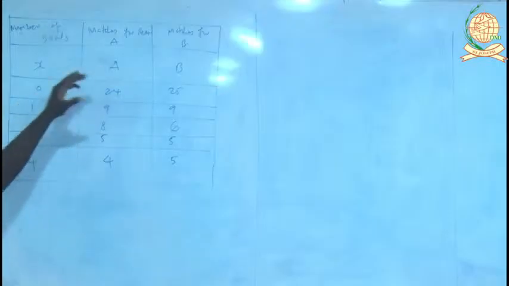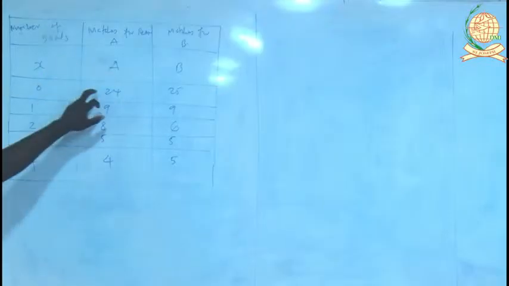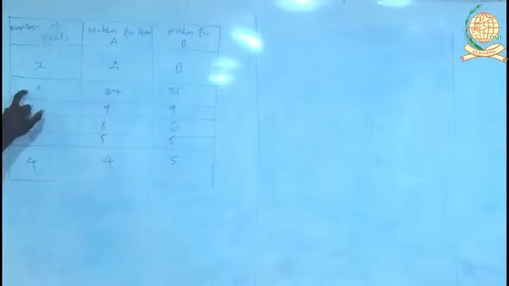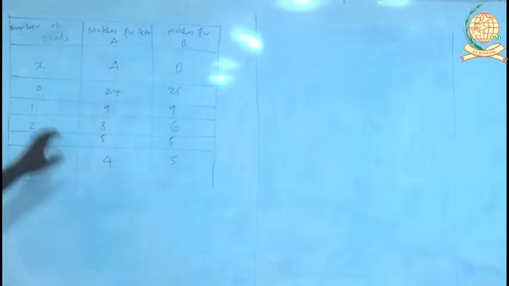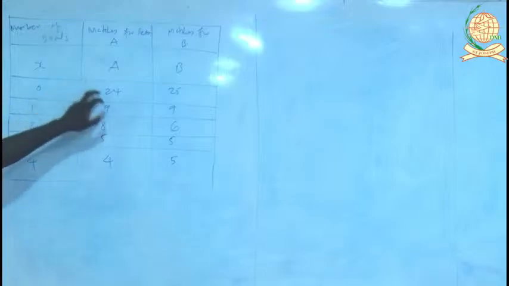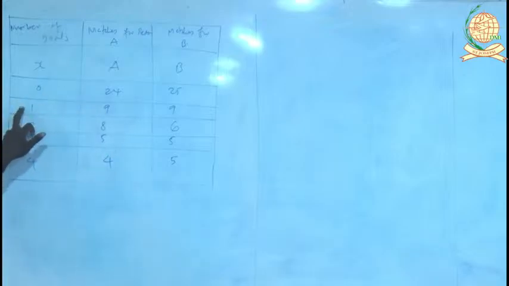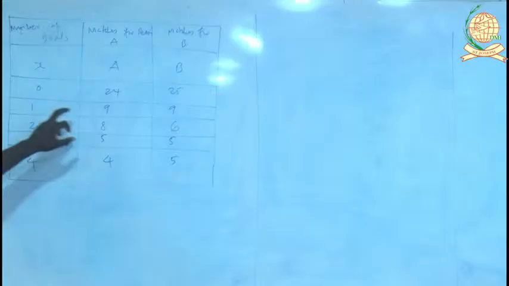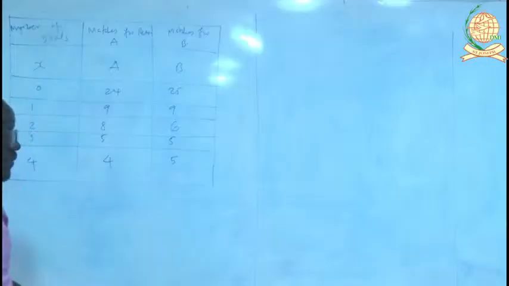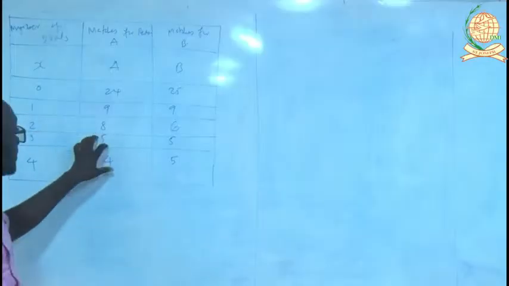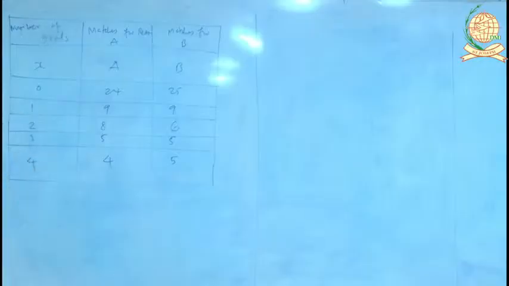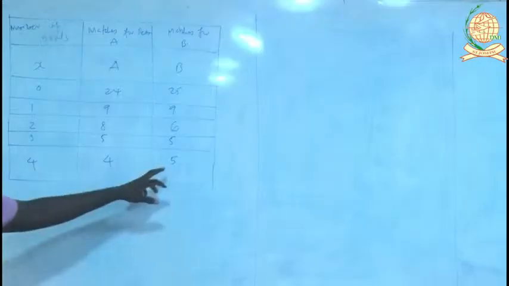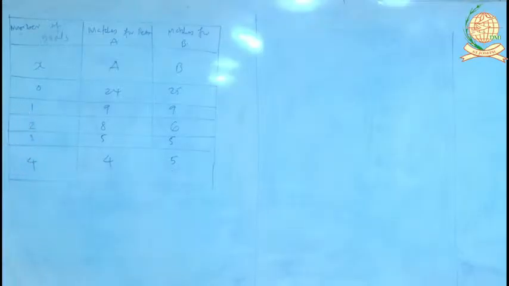So it means team A scored 0 goals for 24 matches, and team B for 25 matches scored 0 goals. Team A for 9 different matches scored 1 goal, and team B for 9 different matches scored the same 1 goal. Team A for 8 matches scored 2 goals, and team B for 6 matches scored 2 goals. Both scored 3 goals in 5 matches, and team A for 4 matches scored 4 goals, and team B for 5 matches scored 4 goals.